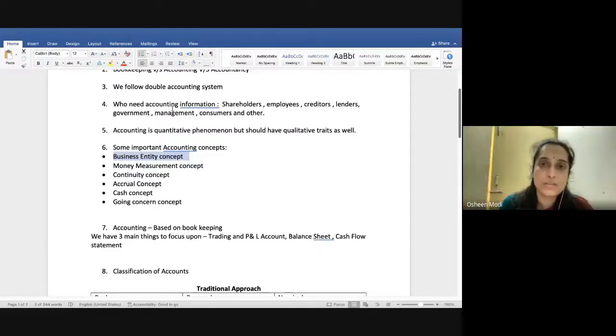Second is money measurement concept. I have talked about it fairly enough now, that anything and everything has to be measured in terms of, it could be either dollar, pound, yen, rupee, anything, but it has to be measurable in terms of money.